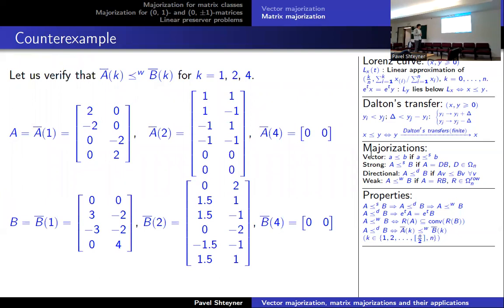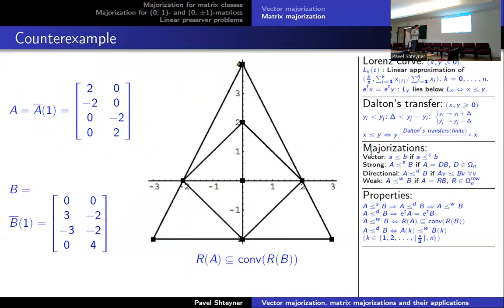So these are the matrices: A1 and B1 are simply the initial matrices. A2 holds all averages of two rows. For example, these two rows average into 0, 0. These two rows also. And let's say the first row and the third row average into 1, minus 1. And for k equal to m, this simply means that the column sums coincide, which as we know is the necessary condition.